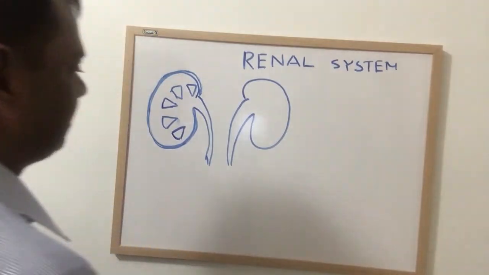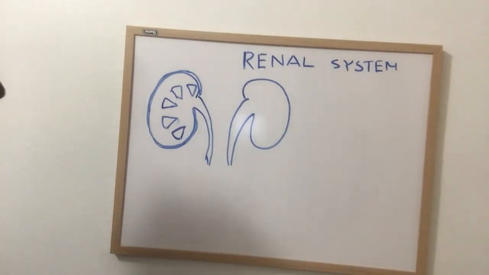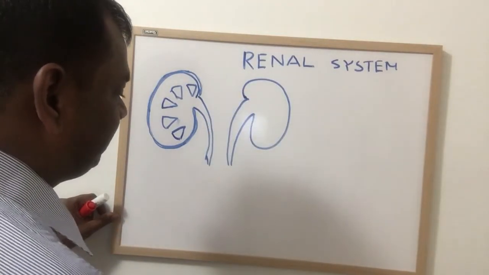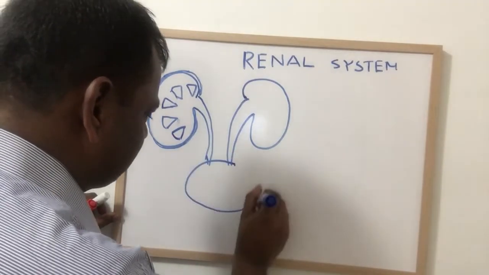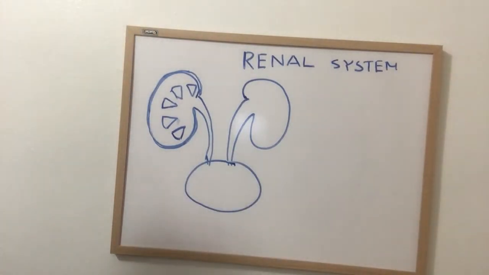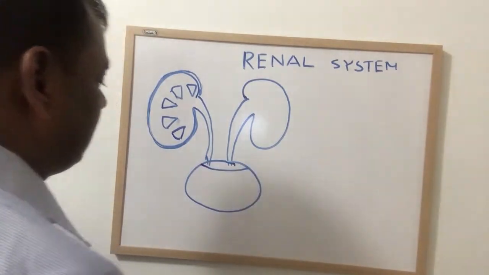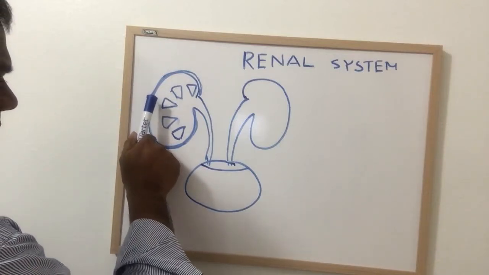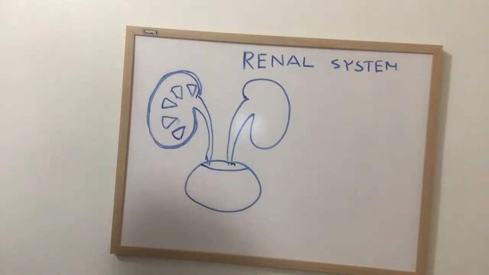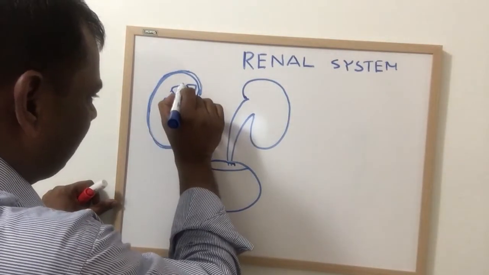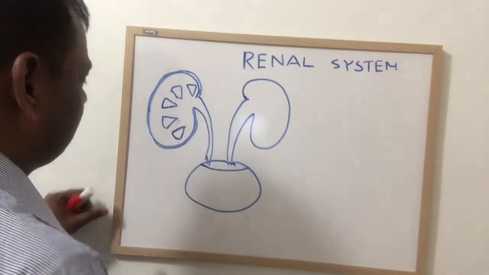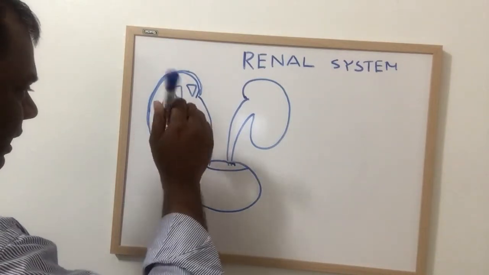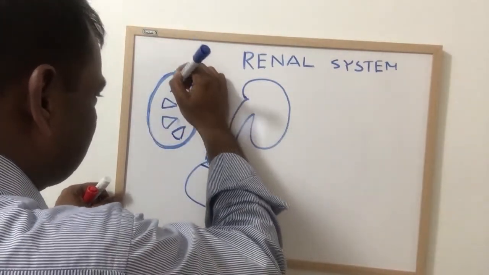The kidney connects with the ureter. The ureter connects with the urinary bladder. Urine production takes place in between the cortex and medulla. There is a medullary column in between, the renal column. So urine is produced in between the medulla and cortex, and it drains like this.